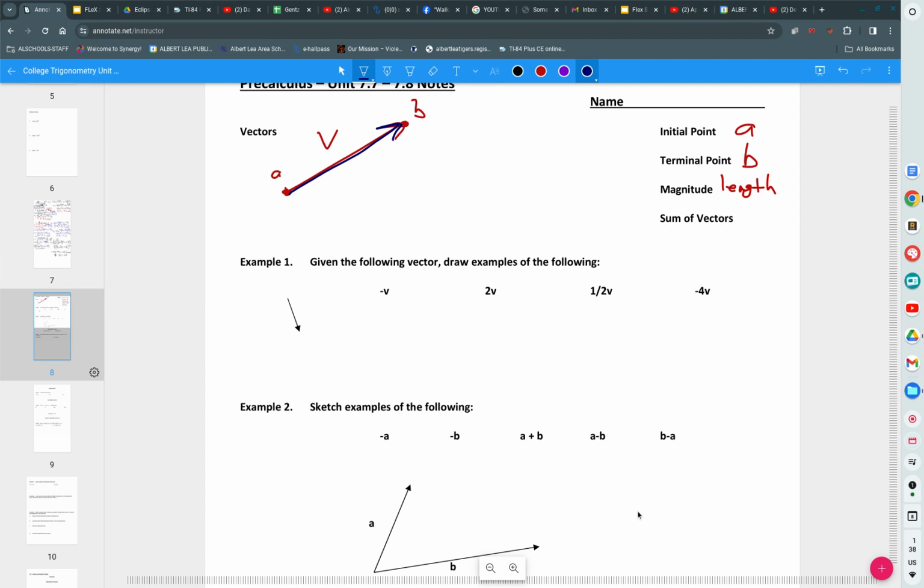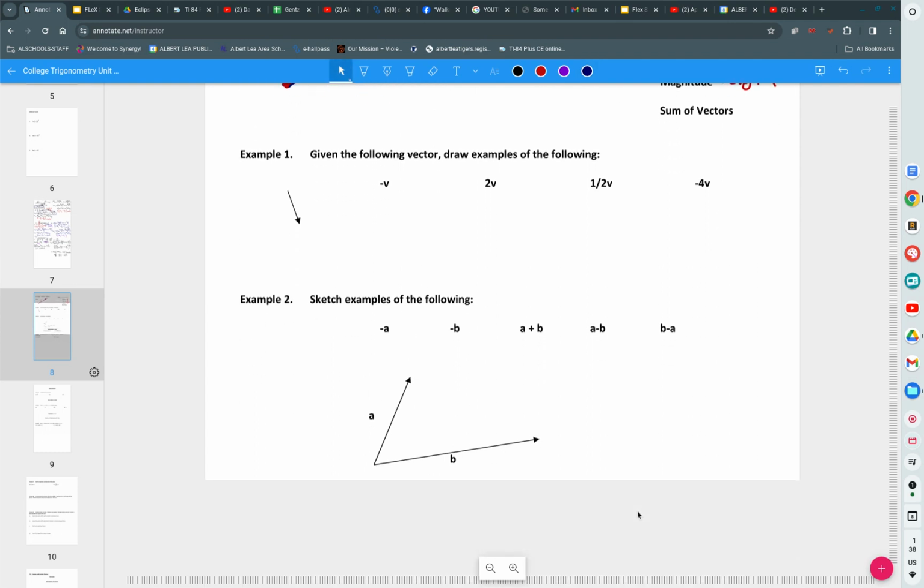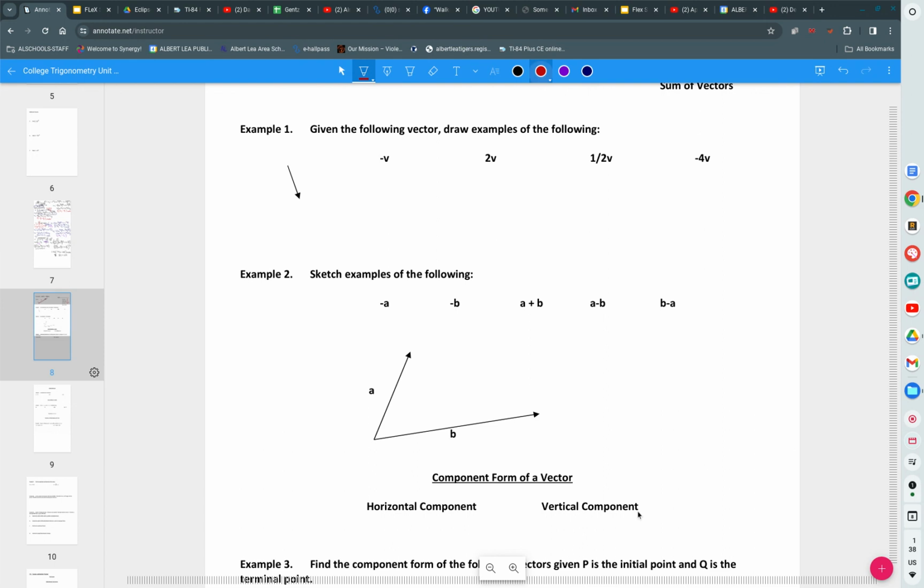Okay. So we can add vectors. We're going to do that in a second. Right now, we'll just quickly sketch these vectors. This is vector V right here. And so if you're going to sketch negative V, it's the same vector. The negative just makes it go in the opposite direction. Maybe drew that a hair too long. Try again. There we go.